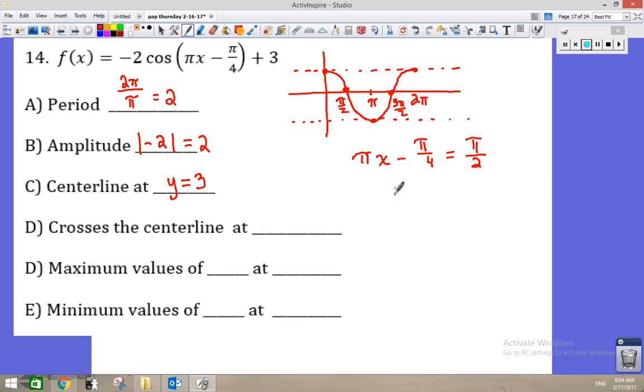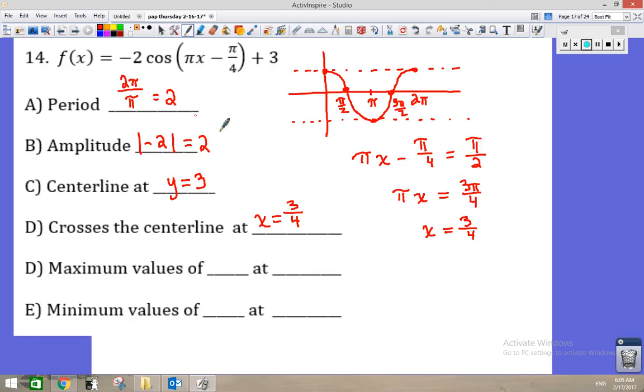So let's add pi over 4 to each side. Let's divide by pi, and I'm getting that when x is equal to 3/4, if you substitute in 3/4, then you'll get the cosine of pi over 2.